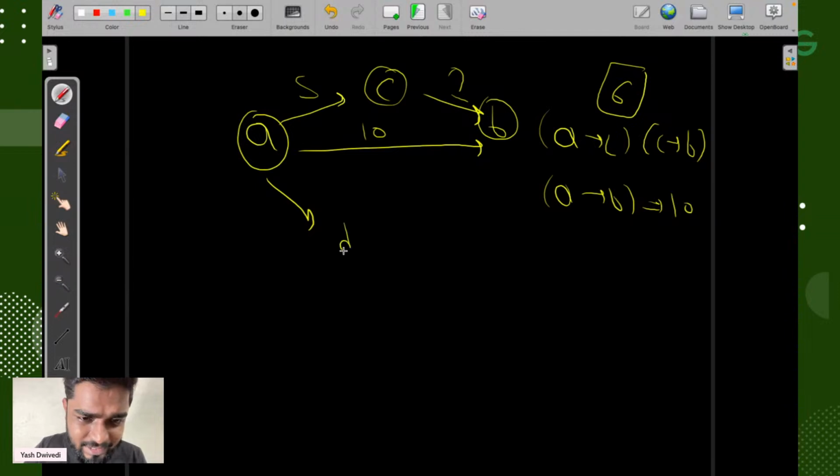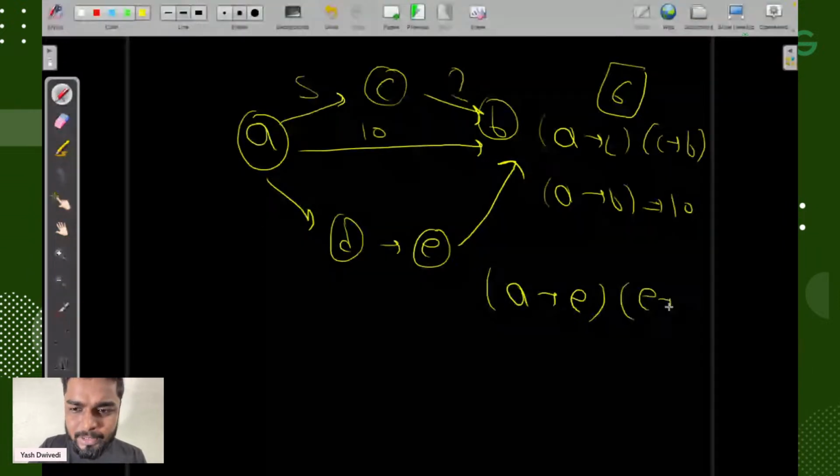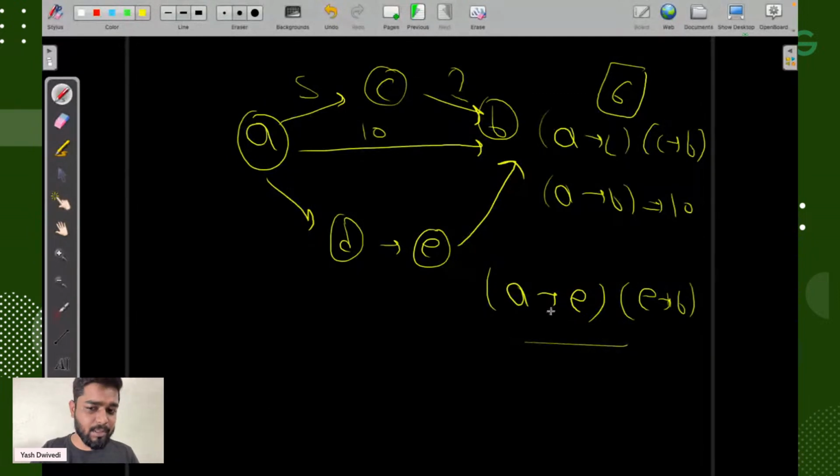Maybe there can be a path, let's say D, then E, and then this particular path. So what I'm saying is, maybe another path I could have taken is from A to E, in which D will also be covered, then from E to B, and maybe this might be the minimum.